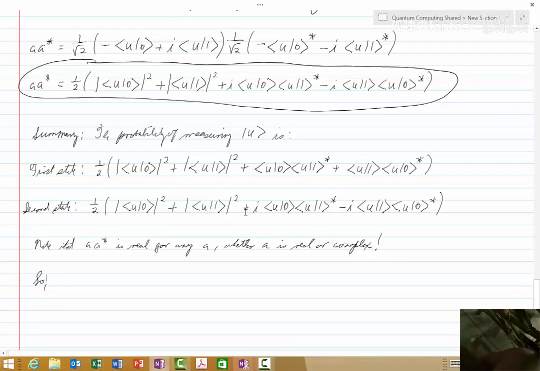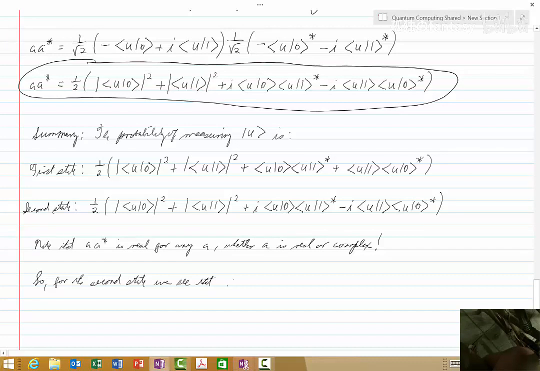Keep in mind also that we can write, let's do it like this. So for the second state, we see what's left over. We've already argued that this part has to be real, and this part has to be real, and of course the 1/2 out in the front has to be real. So that means that what is left in here must be real.